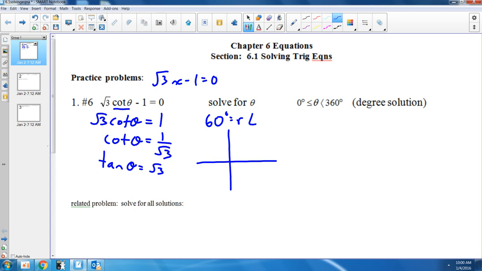I have to think about where the tangent of theta is going to be positive. I know it's going to be positive in the first quadrant, and it's going to be positive in the third quadrant. And so I know my reference angles are right there. At this point, again, sometimes it's in degrees, sometimes it's in radians. Looking at degrees, I know my answer is going to be theta is equal to 60 degrees, which is the first quadrant. And then it's going to be 180 plus the 60, which is going to be 240 degrees.